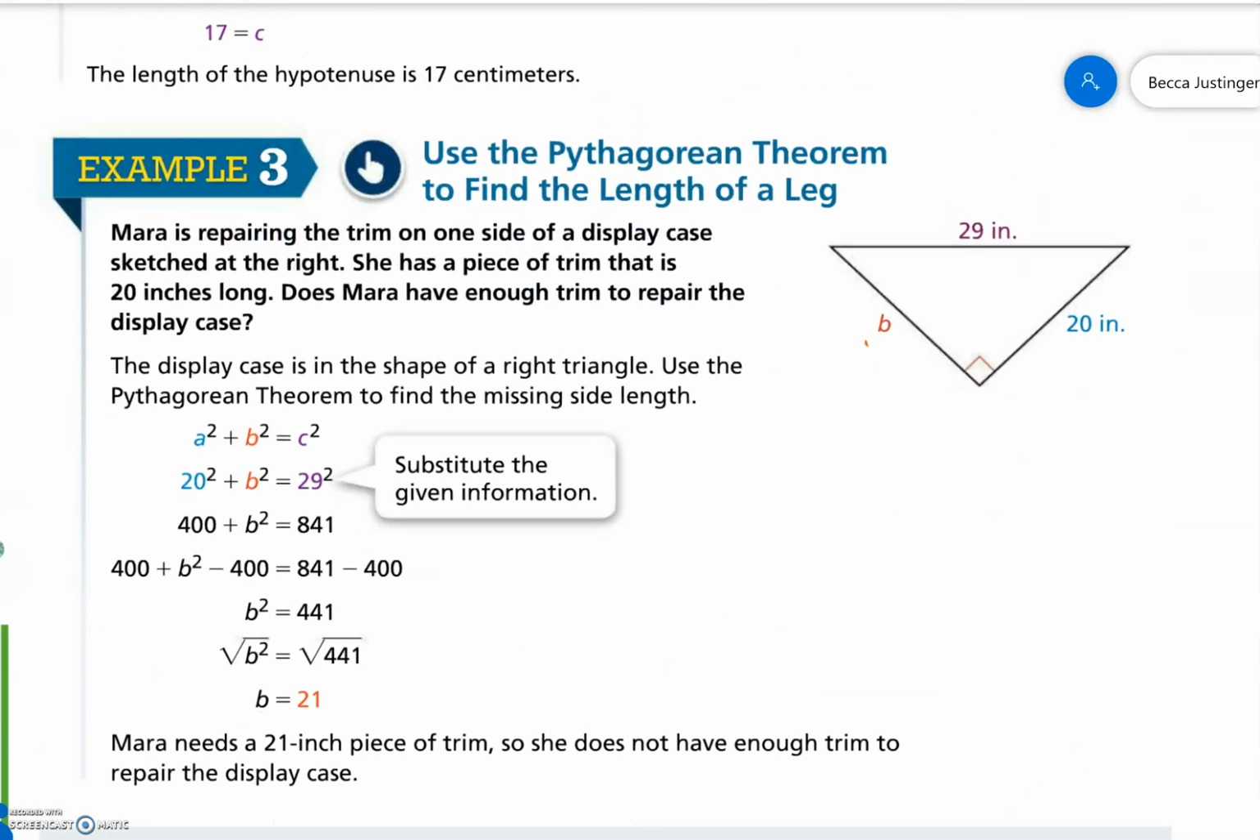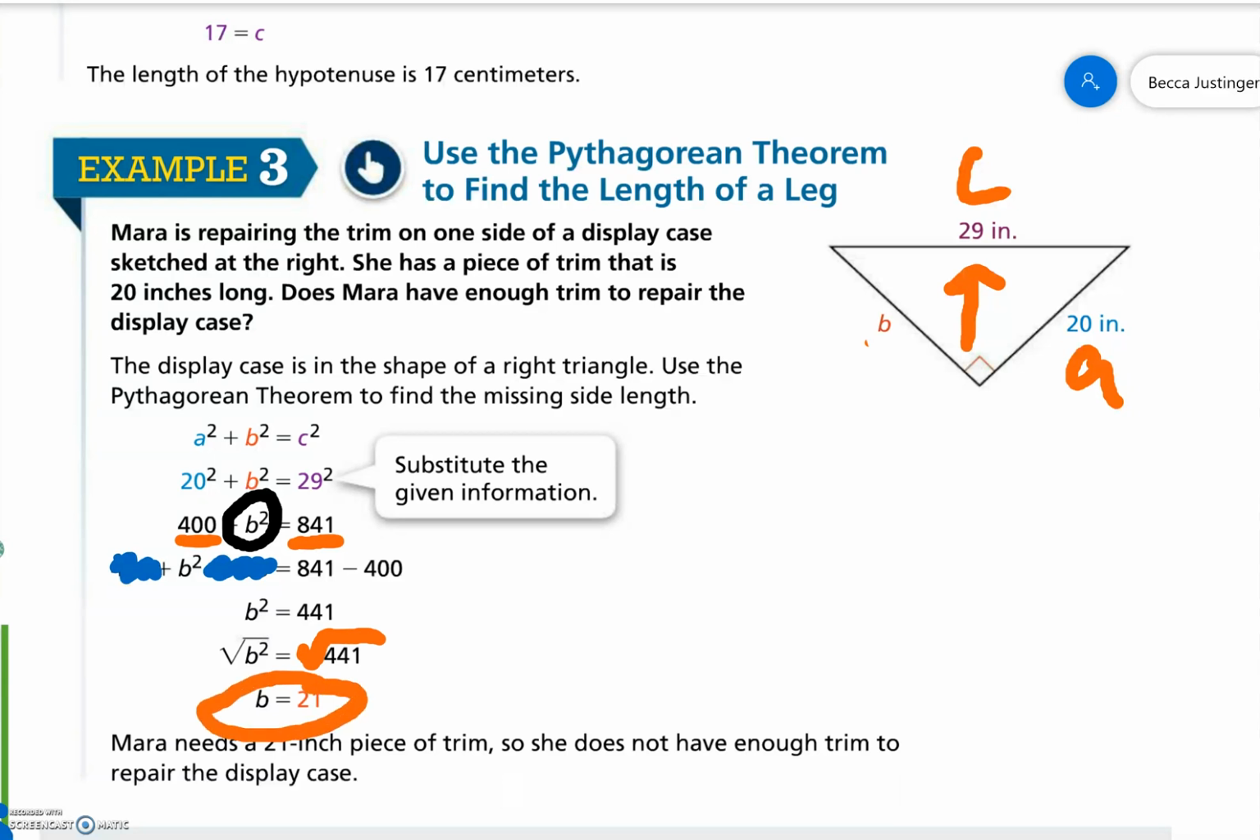Use the Pythagorean theorem to find the length of a leg. So here we have c, the one across from the right angle. We have a, we just don't know what b is. So we plug in 20 for a, 20 squared is 400. Plug in 29 for c, 29 squared is 841. To get b squared by itself, I need to get rid of that 400. So the two 400s cancel out. And b squared equals 441. So you take the square root of both sides. So b equals 21.